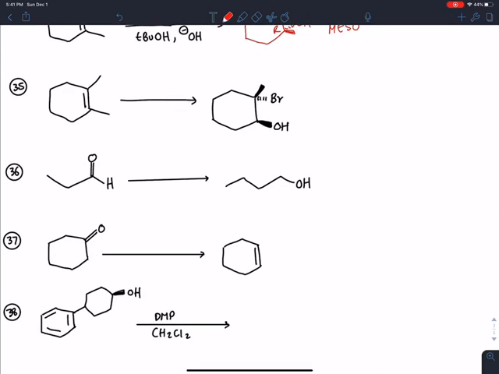Next one. Okay. This one you're adding an OH and a Br, but for some reason there's a methyl missing here. I think she wanted to write a methyl there. I think she messed up. But notice that the OH and the Br are trans to each other. Well, that makes sense. And this reaction would just be Br2 over water.